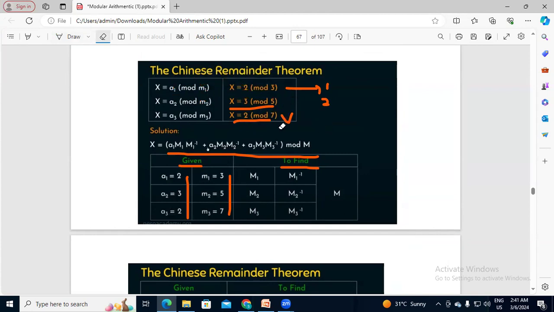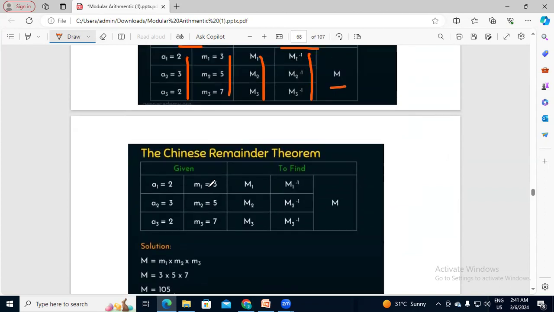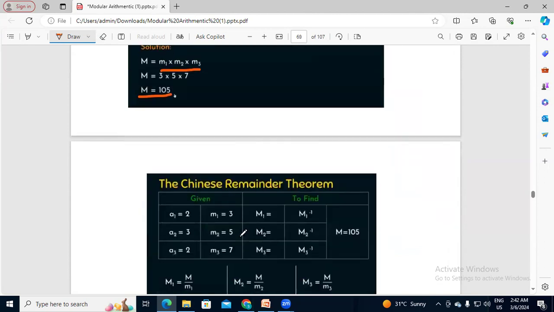Once you put in the values, you will come to know that there are a few things we need to compute to put the values into the equation. We need to find out M1, M1 inverse, and finally this M. How to do that? According to the Chinese remainder theorem, to find this M, we need to do M1 into M2 into M3, the product. So M will be 105 in this case.